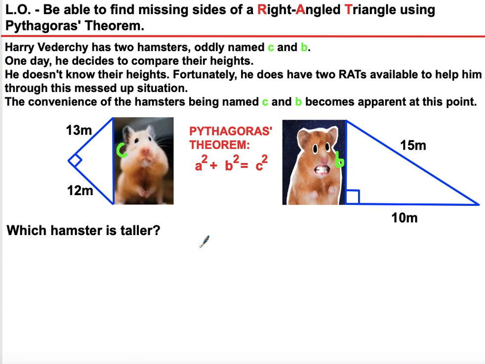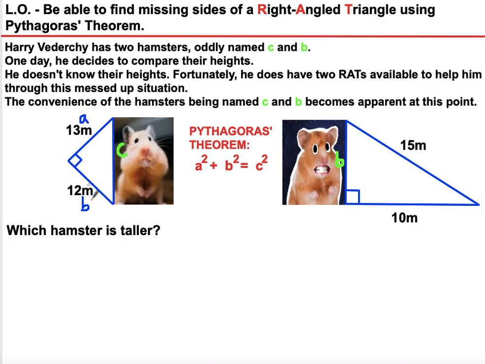Now, we need to decide which hamster is taller. Whenever you're using Pythagoras' theorem, you're going to label the sides C, B, A. Very conveniently, this hamster on the left-hand side is called C, and that is the hypotenuse of that triangle. It's the longest side of that right-angled triangle. So we only need to label B and A.